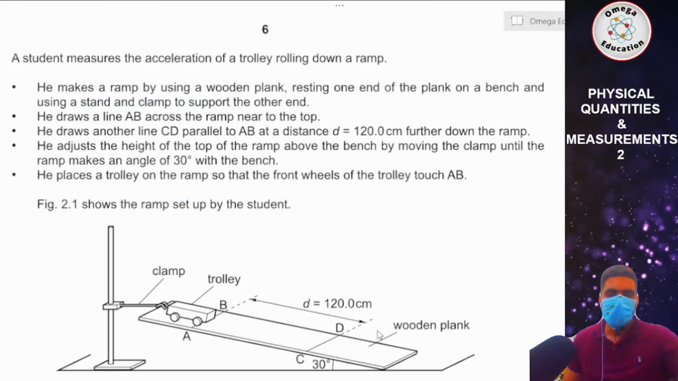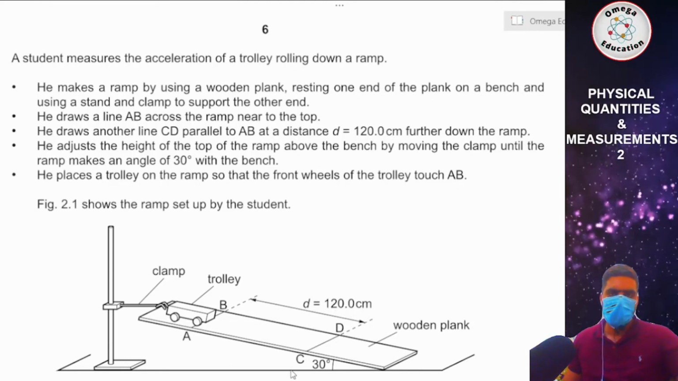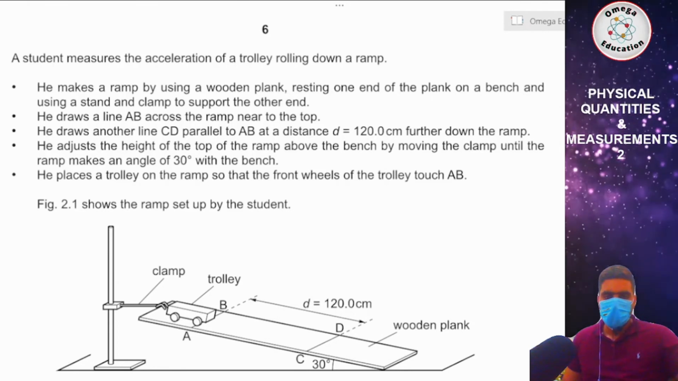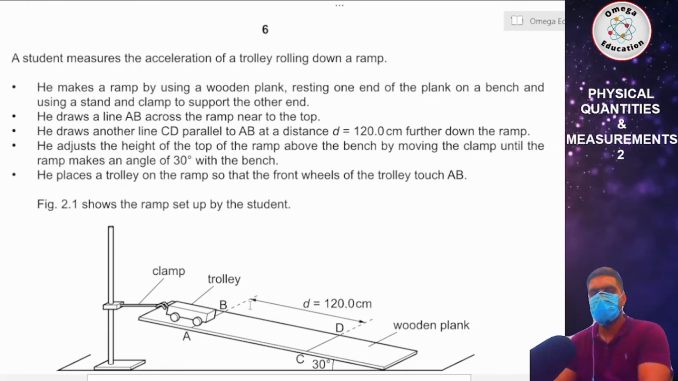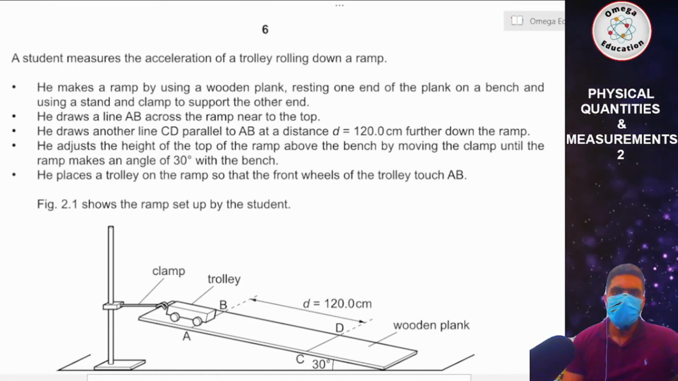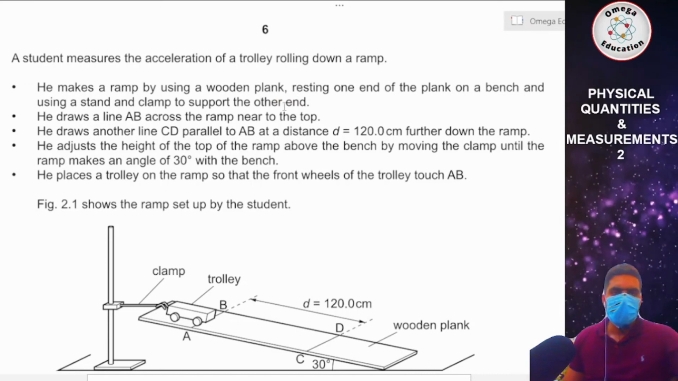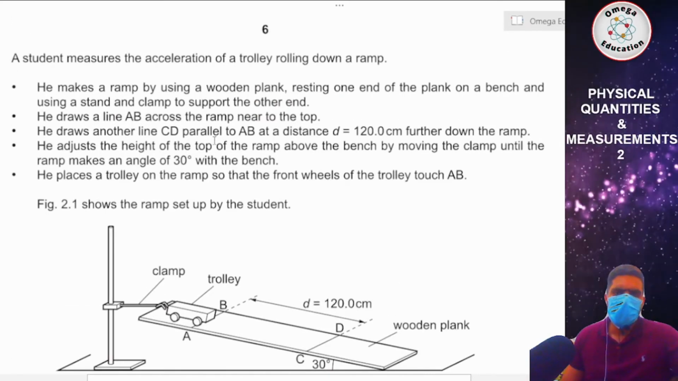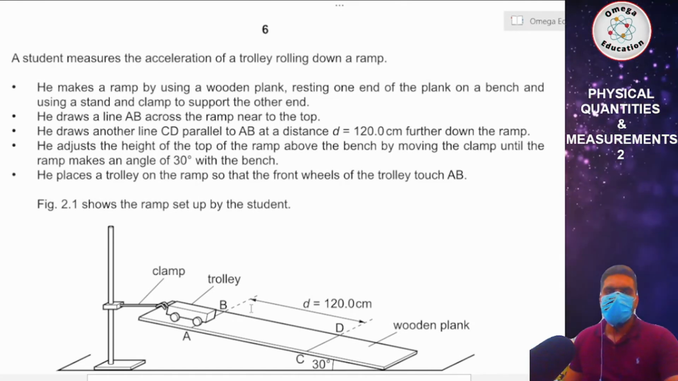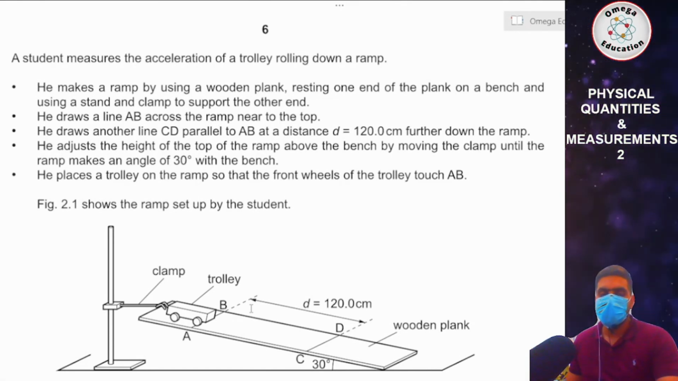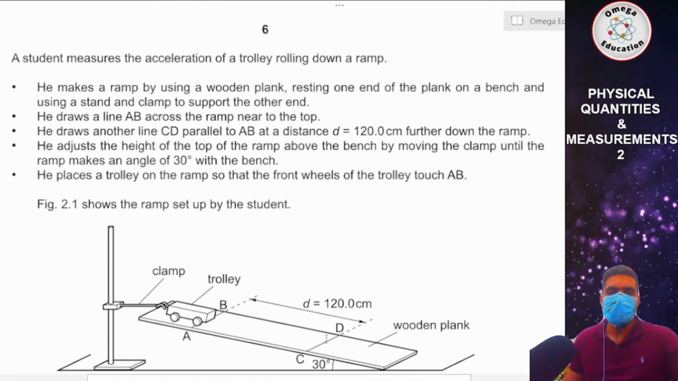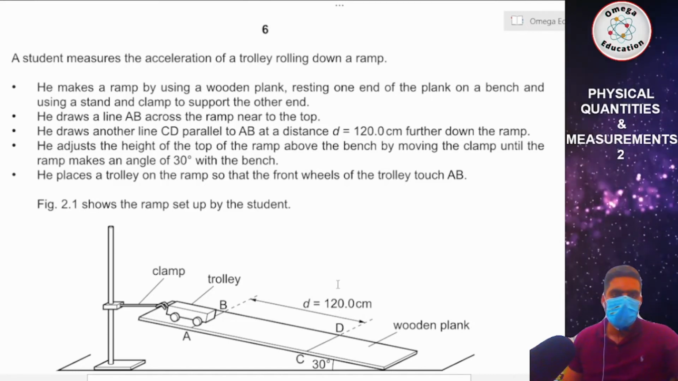And in question number 2, it looks from the topic of measurements and motion, which was previously called kinematics. A student measures the acceleration of a trolley rolling down a ramp. The description would be all about the adjustments. We can also see that it starts from line AB, and from AB till the line CD, the distance is 120 centimeters.